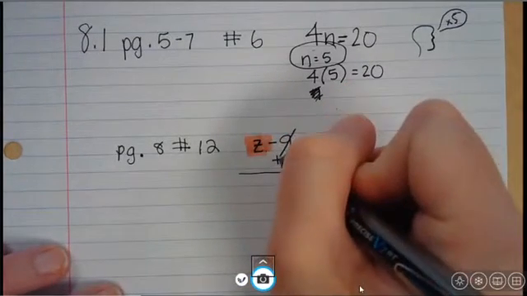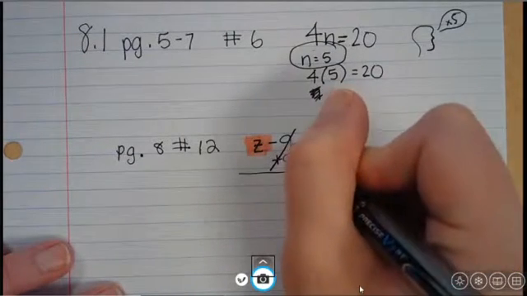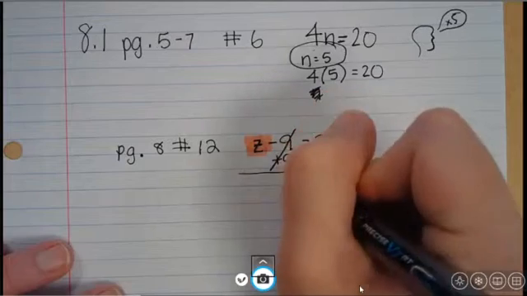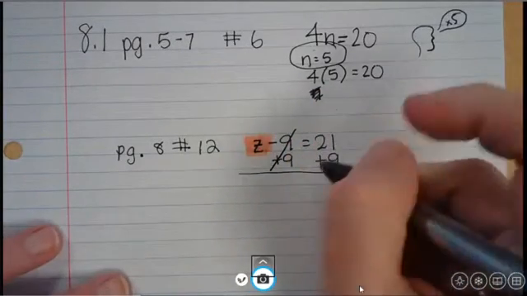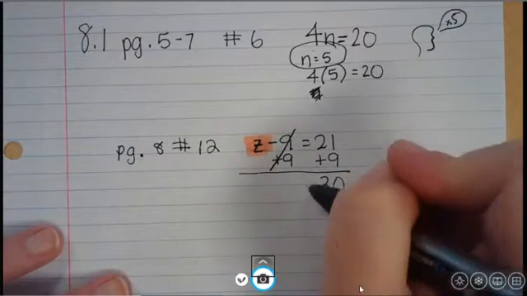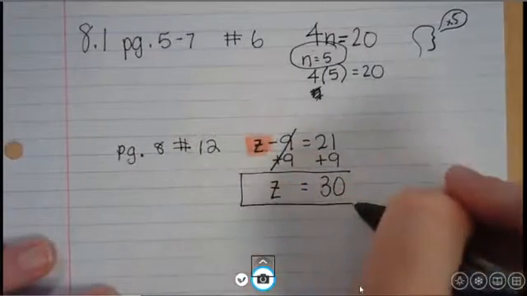So negative 9 plus 9 is 0. And so I can cancel that out. And then 21 plus 9 is a positive 30. So z is equal to 30.